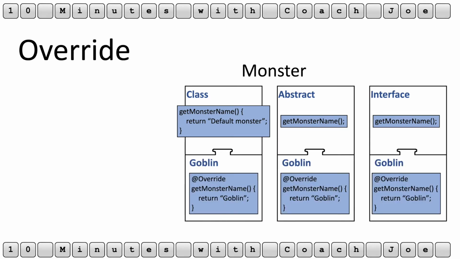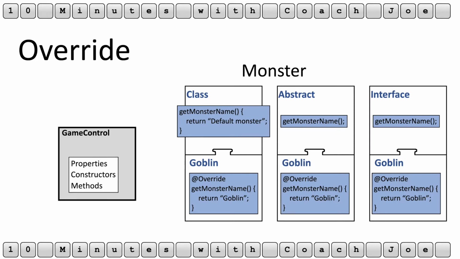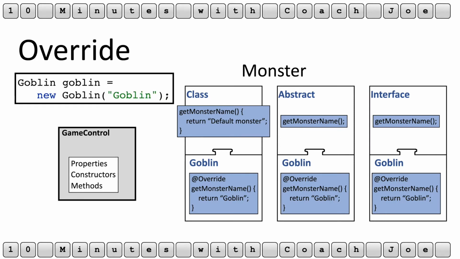With dynamic polymorphism, the child class can also have a method called getMonsterName. Let's say the child returns a string value, goblin. The child class can override the parent getMonsterName method. Let's imagine there's a game control class that instantiates the goblin child class as a goblin data type. If the game control object calls the child object and requests the getMonsterName method, the value goblin is returned from the child class. The child class overrides the parent class.